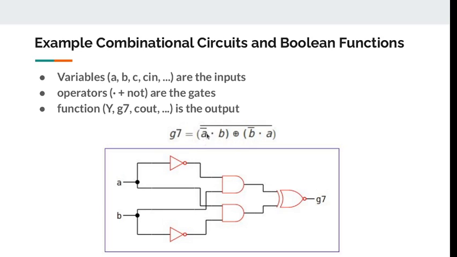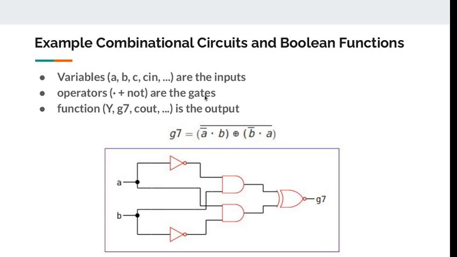Because we're going to change that. Sometimes this is going to be 0, this is going to be 1, this is going to be 0, this is going to be 1. It depends on the time of your execution, and that's going to provide the output required to represent G7 behavior. So variables are going to be the inputs of your combinational circuit. So A, B, C in, or whatever names you label them, those variables are going to be the inputs, and the operators usually are going to be the gates.